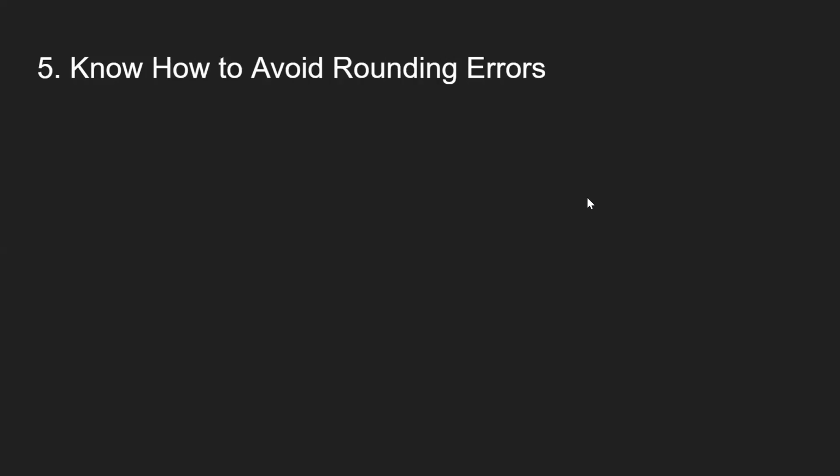Number 5 is know how to avoid rounding errors. It's very important that your final answer in AP Calculus needs to be accurate to 3 decimal places. Often you will have multiple steps to get to that final answer. If you round the first step's answer to 3 decimal places, and then use that in the next step and round that to 3 decimal places, and then use that in the next step and round that to 3 decimal places, you've done 3 levels of rounding, and your final answer may be incorrect.